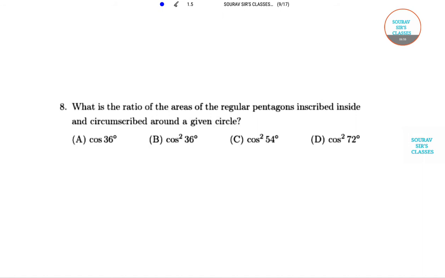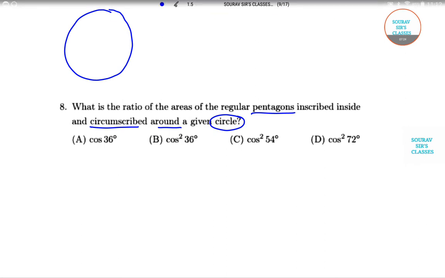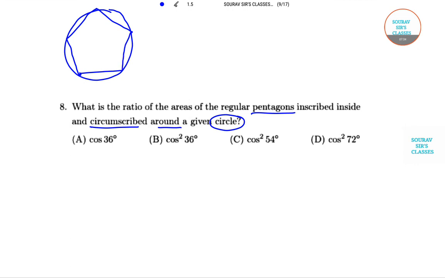So what is the ratio of the areas of the regular pentagons inscribed inside and circumscribed around a circle? Okay, so regular pentagon. So first we have to draw them. So let me draw them. So this one is like this, the first one, and the circumscribed one I will draw later. So let's do it with this one first.